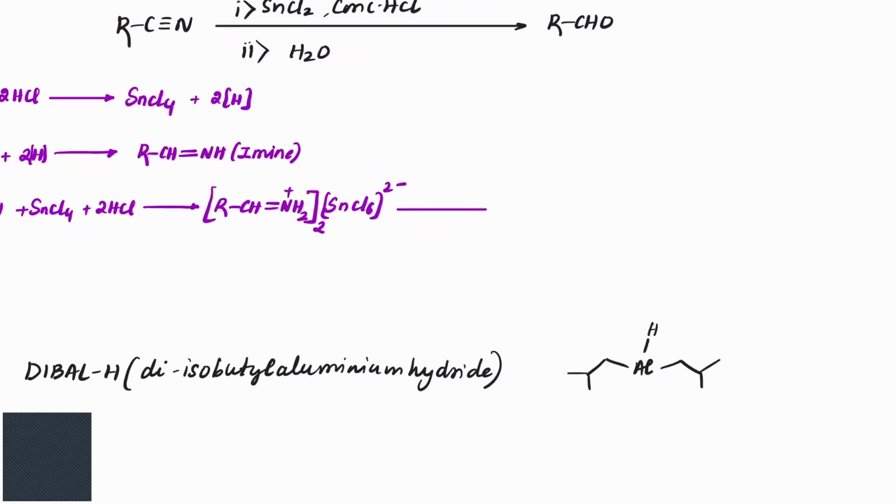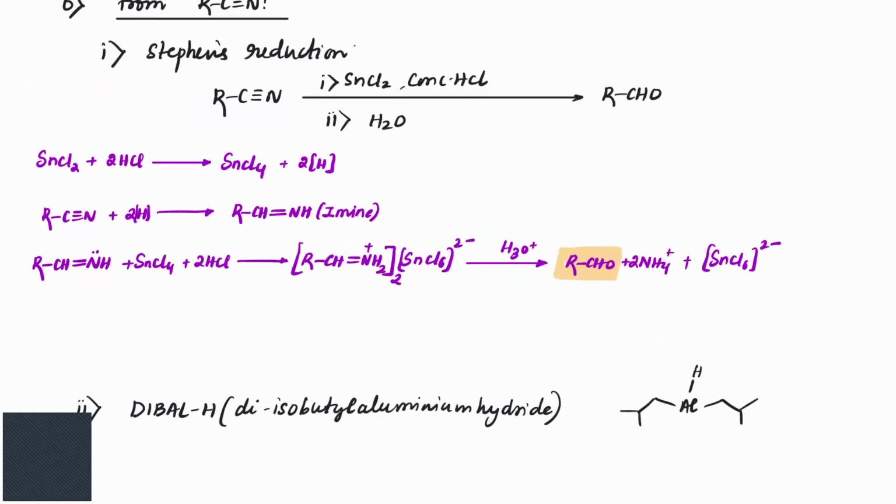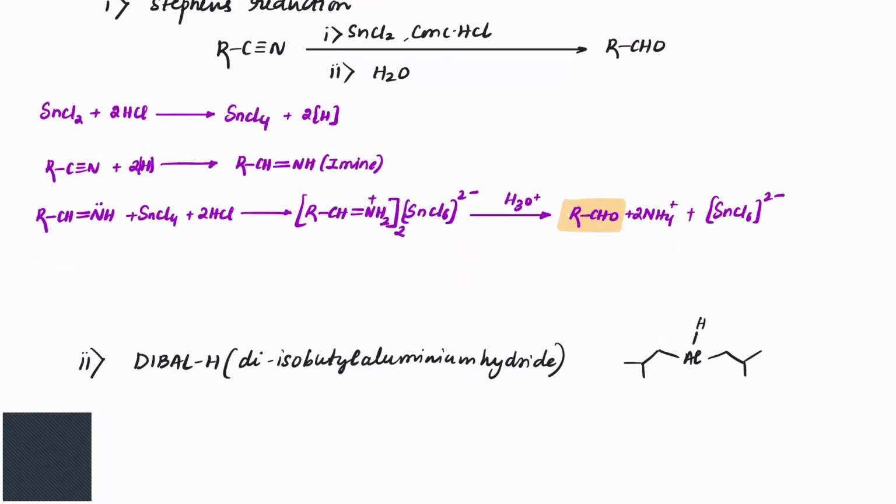And this on hydrolysis will now convert into an aldehyde form. Ammonium will be separated out and tin hexachloride will be separated out as a complex. So that's how we will get an aldehyde form in this case. So this is Stephen's reduction. Okay. So guys, any cyanide form, you will get this product.